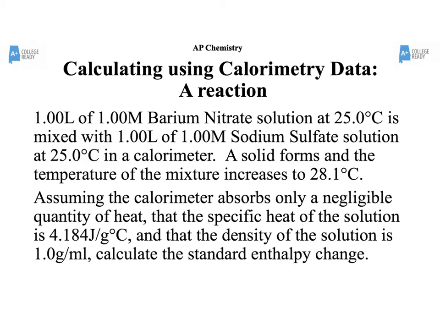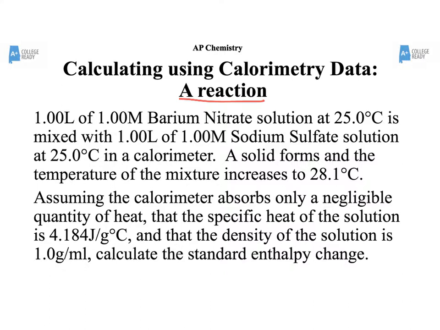So let's look at a couple of examples. First, we're going to do an example involving a reaction. So we're going to take 1 liter of 1 molar barium nitrate, and it's at 25 degrees Celsius, and we're going to mix it with 1 liter of 1 molar sodium sulfate solution, also at 25 degrees Celsius, and we're going to mix those in the calorimeter. A solid forms, and the temperature of the mixture increases to 28.1 degrees Celsius.